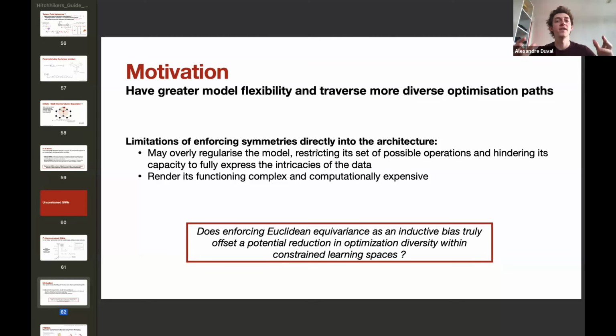And we hope that it will make the learning of the GNN smoother, in the sense that although you do not restrict it to the desirable set of functions, you hope that your model is going to learn it, and learn it in a better optimization landscape. And that's the whole purpose behind unconstrained GNNs.